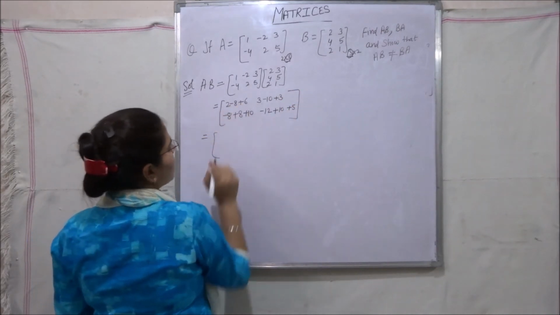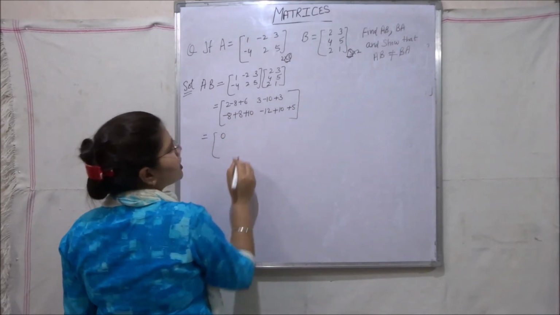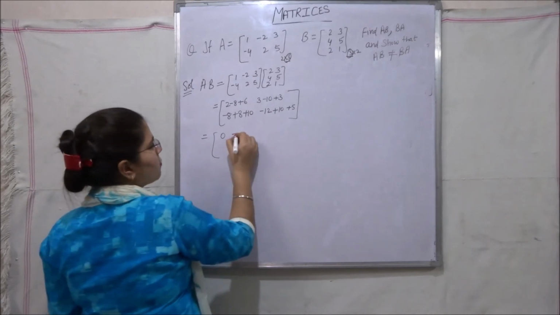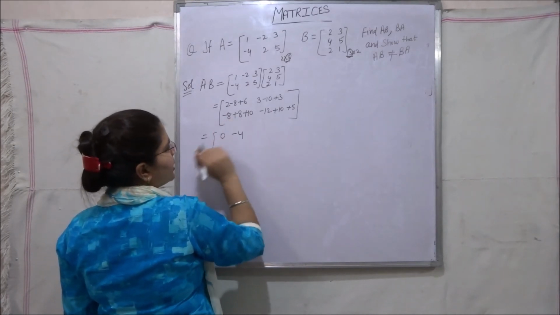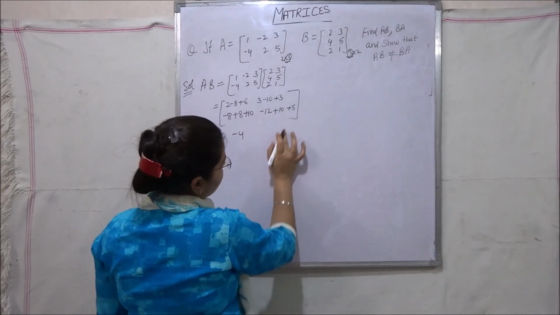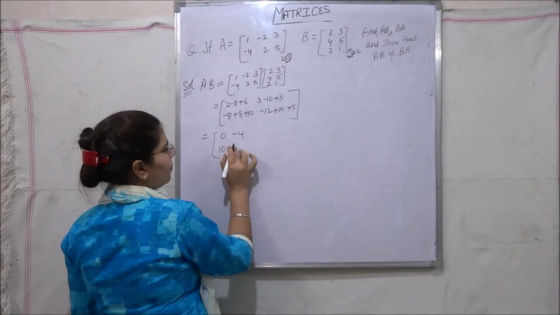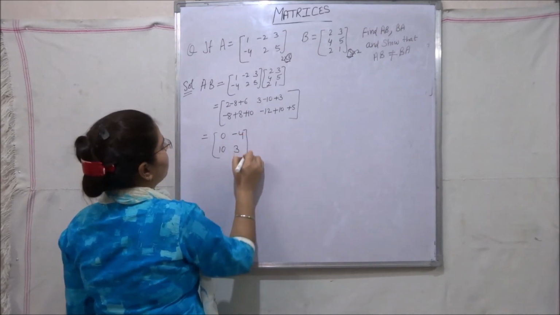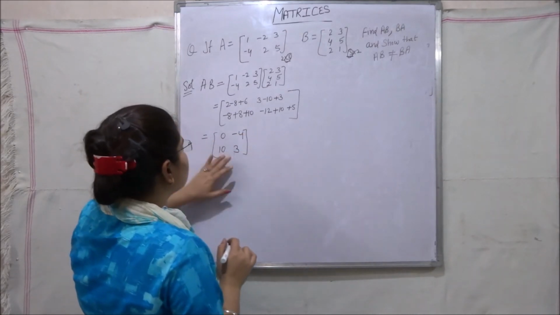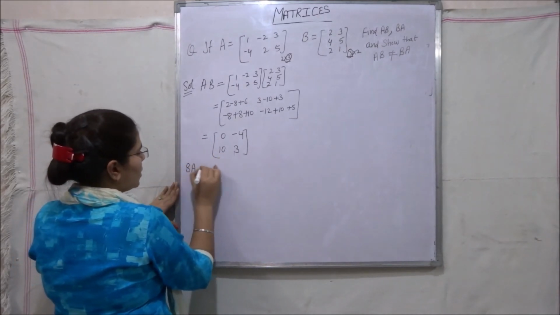So 2 plus 6, 8, 8 minus 8 is 0, 3 plus 3, 6, 6 minus 10 is minus 4. Minus 8 and 8 get cancelled, so we are left with 10. Now 10 plus 5 is 15, 15 minus 12 is 3. So the product AB is solved. Now let's solve for the product BA.